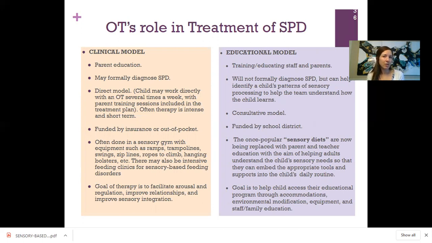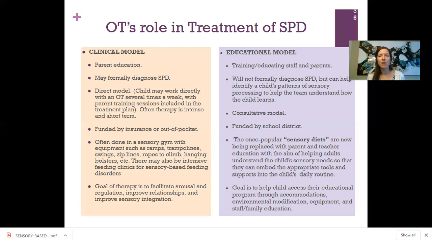OTs in an educational setting will not formally diagnose SPD, but we can definitely help identify a child's patterns of sensory processing so that we can help the team understand how this child is learning, and what kinds of things we can do to support this child in the school environment. The model tends to be consultative, funded by the school district.